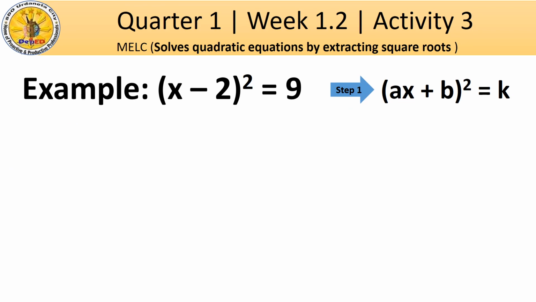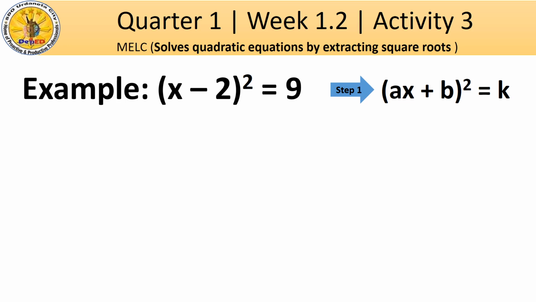Example 1. Solve the quadratic equation (x − 2)² = 9. Again, let's do it step by step. Step 1. Transform the equation into x² = k, or (ax − b)² = k. Now, since the given equation is already in the form (ax + b)² = k, we can proceed to step 2.